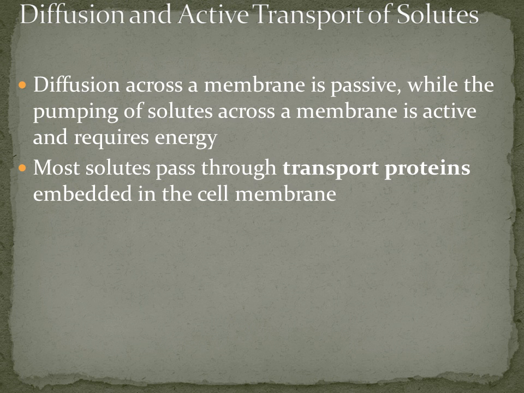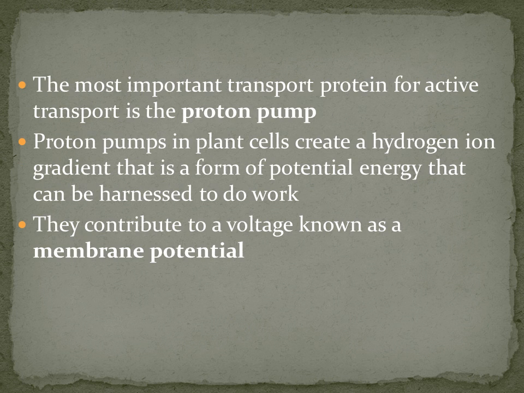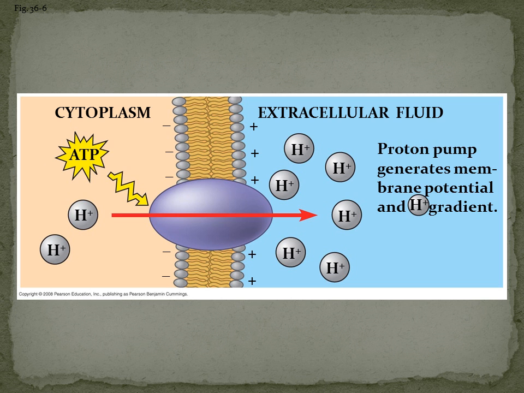So most solutes are going to go through these transport proteins that will be in the membrane, and what they are going to do is cause what's called a proton pump. And this proton pump is very similar to what we saw in the nervous system with the potassium and sodium leak channels and the ATP, or the sodium potassium pump. And they're going to create what we saw again, very familiar, the membrane potential.